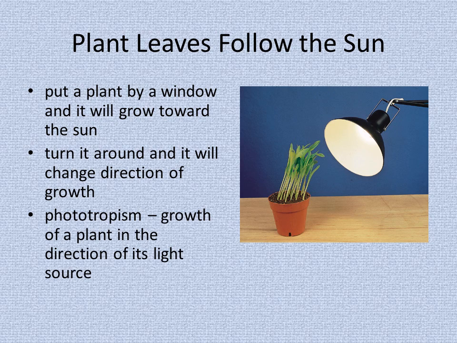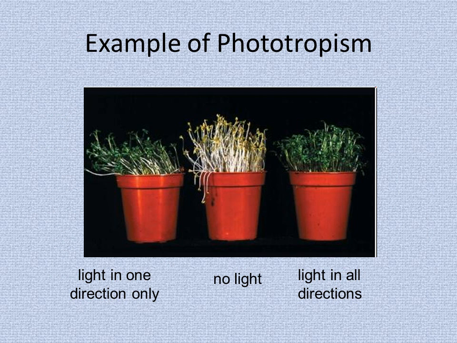And this is called phototropism. Photo, again, meaning light. The growth of a plant in the direction of its light source. So this is an important process for plants so they can get the most exposure to the sun. Here's an example of phototropism.